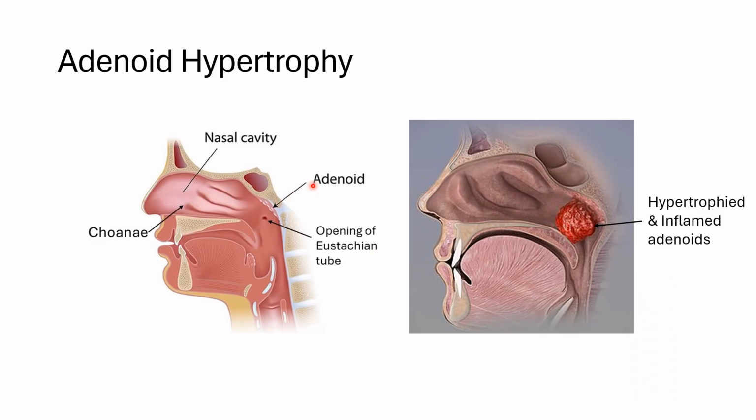This is the adenoid. Adenoid is also called the pharyngeal tonsil. This is the nasal cavity, choanae, opening of the eustachian tube. Here the adenoid or pharyngeal tonsil is hypertrophied and inflamed.